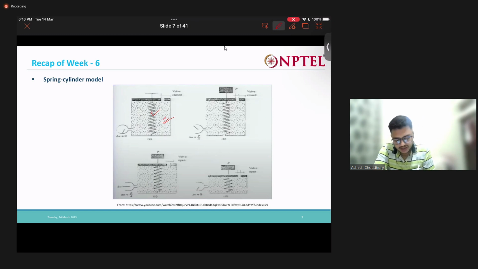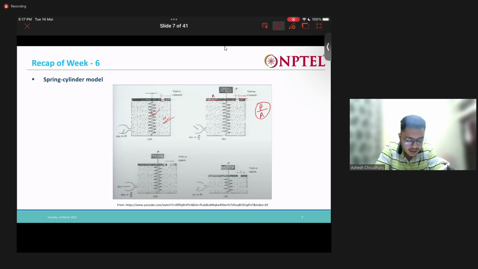Initially the valve is closed here, so we are not allowing any drainage. As soon as my P load is applied, the stress is given by P by A. This is the area of cross section A, so P by A will be the stress.